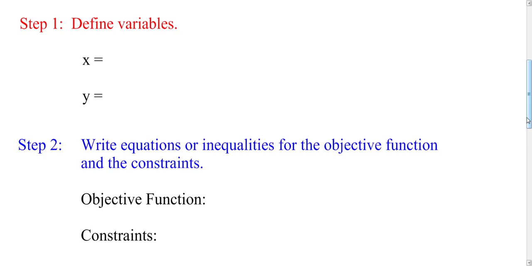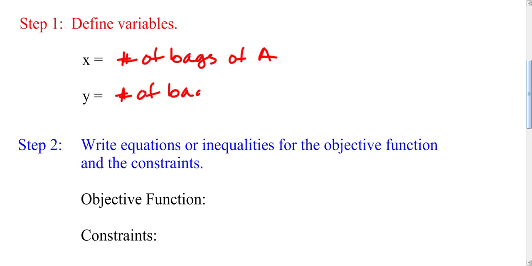All right. So first of all, we have to figure out what our variables are. They're trying to figure out how many bags of each brand. That's the question. How many bags of each brand should be purchased? So we're just going to call X the number of bags of brand A, and we're going to call Y the number of bags of brand B.